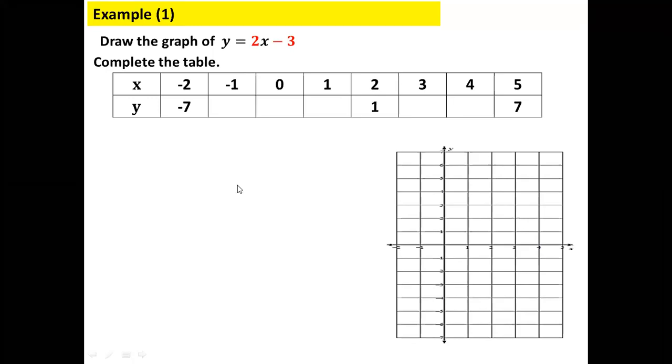طيب, if I want to draw a graph, what shall I do? I will suggest values of x, أي value لx, وبعمل substitute بهذه الإيكويشن. يعني مثلا لو كانت x -2, باجي بحط محل الx اللي هون -2.